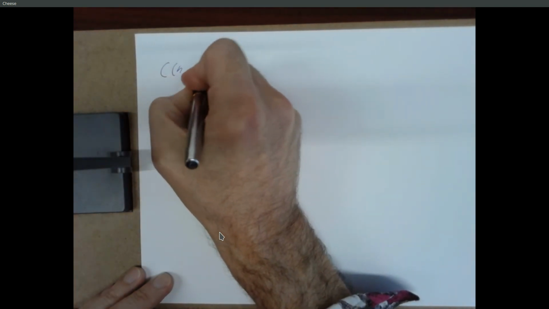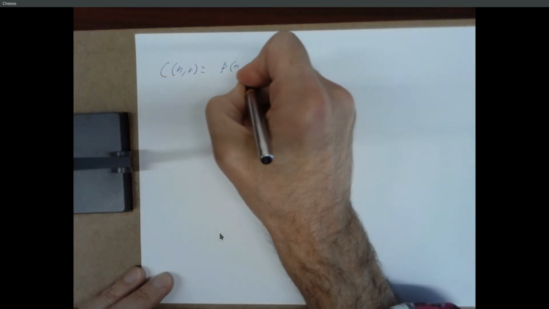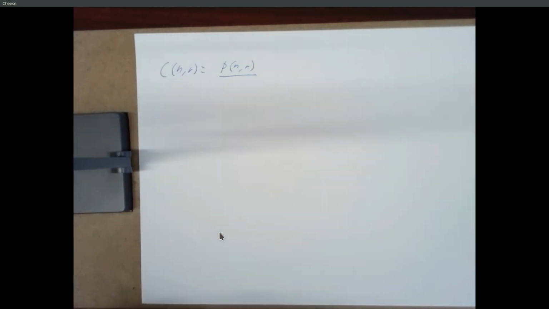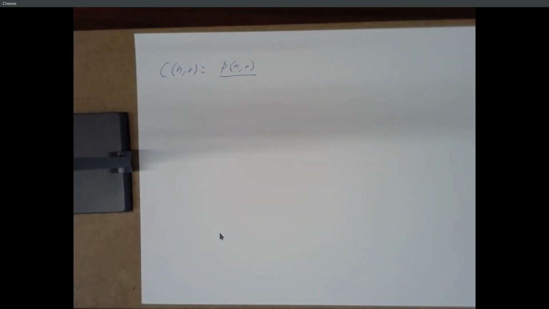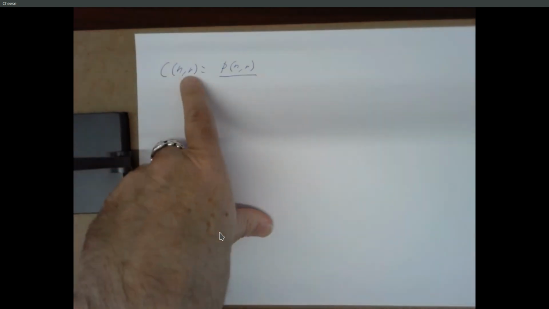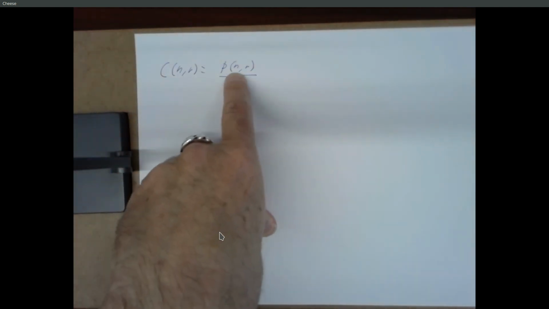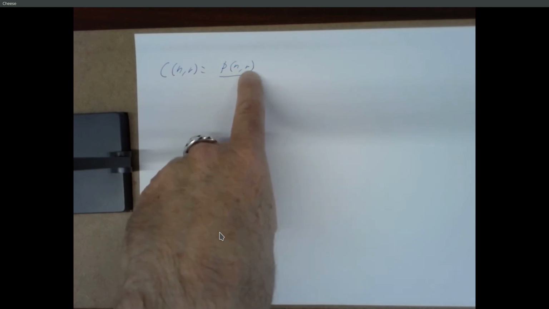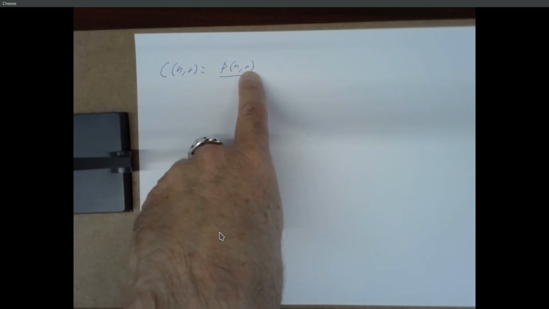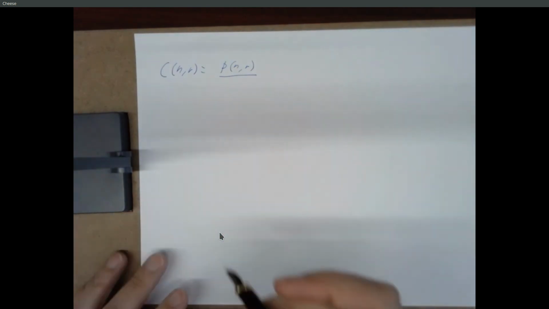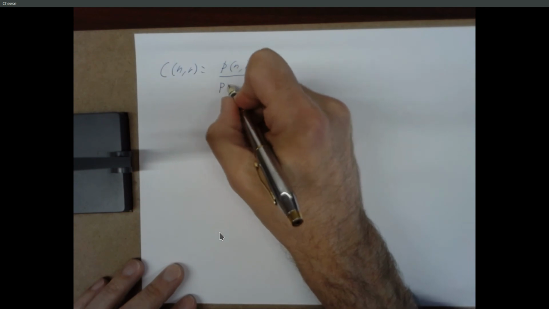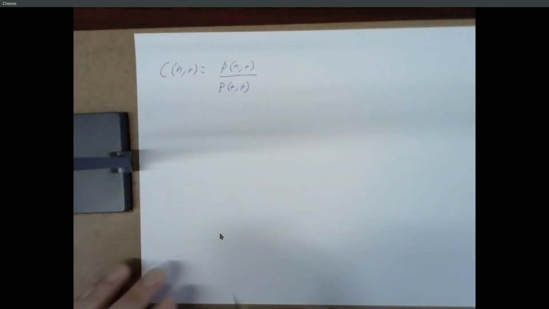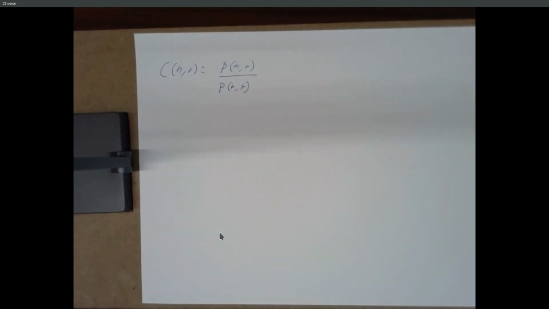The number of unordered arrangements of R objects from N is the number of ordered arrangements divided by the number of ways we can order those R objects. Well, the number of ways you can order R objects is just the number of R permutations of R objects.